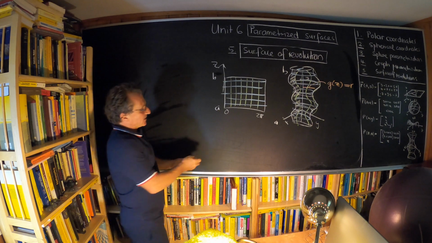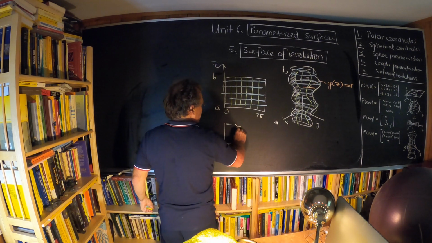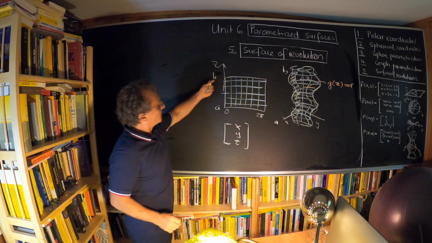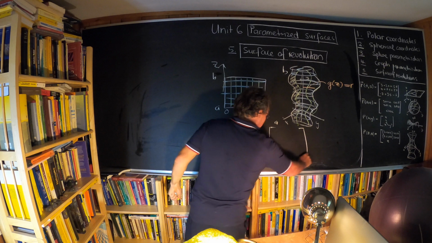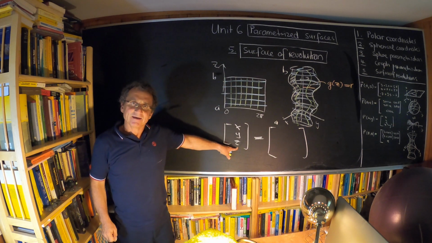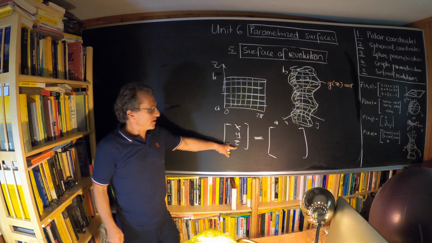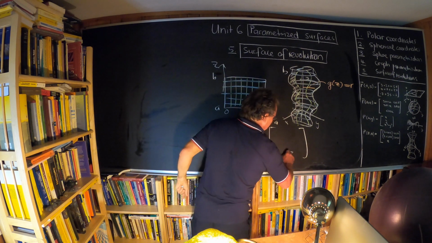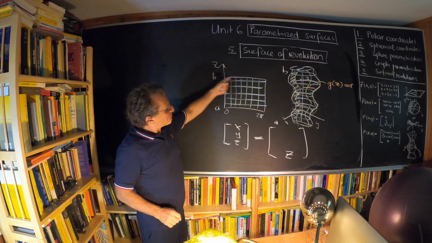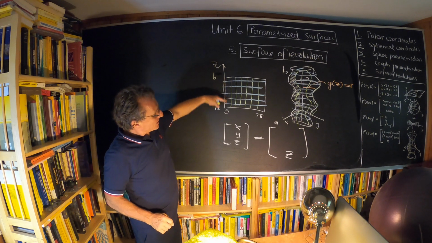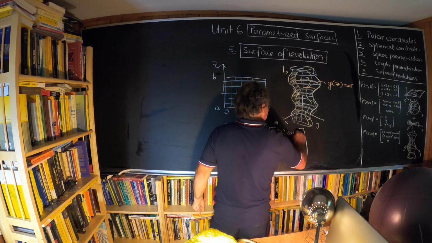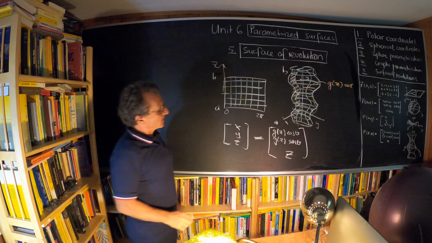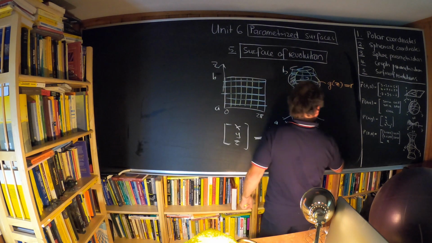But how do we translate this? What is the relation between x, y, z and theta, z? We can start with the easiest one, z. There's nothing to think about because z is the parameter already. And then we have r cosine theta and r sine theta. So g of z cosine theta, g of z sine theta. So this is the parametrization of a surface of revolution.